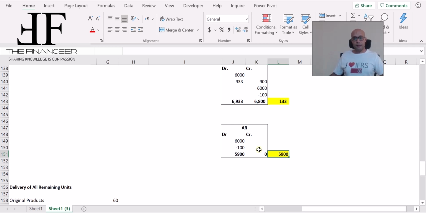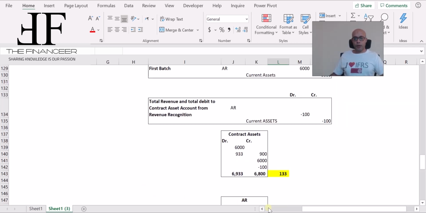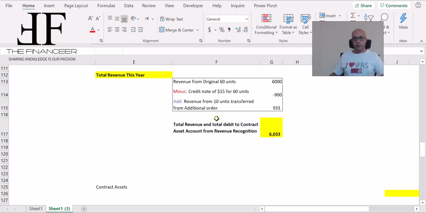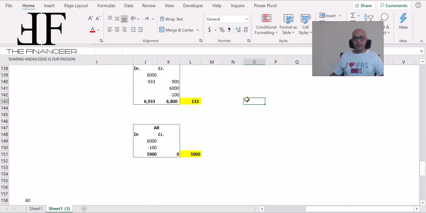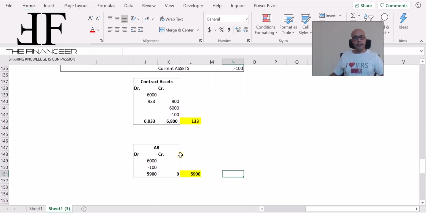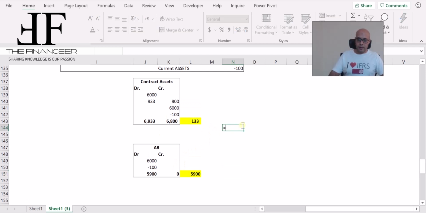Now let's understand. You recognized before revenue how much? $6,033. And the total balances of the balance sheet here, which is AR and the contract assets, is what? Let's sum here. 133 plus 5,900. So the total will be what? $6,033. This is the total impact in the balance sheet after all of these transactions. And how much revenue is the same value, $6,033.